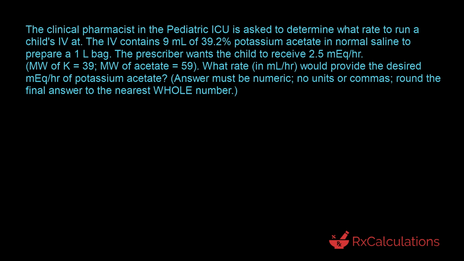The question says, the clinical pharmacist in the pediatric ICU is asked to determine what rate to run a child's IV at. The IV contains 9 milliliters of 39.2% potassium acetate in normal saline to prepare a 1 liter bag. The prescriber wants the child to receive 2.5 milliequivalents per hour. What rate in milliliters per hour would provide the desired milliequivalents per hour of potassium acetate? Answer must be numeric, no units or commas, round the final answer to the nearest whole number.